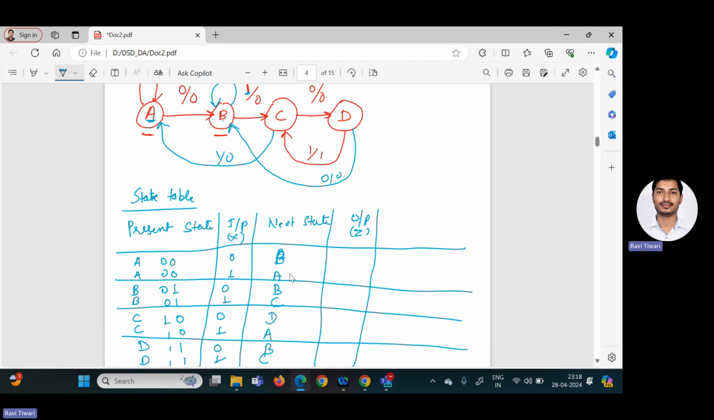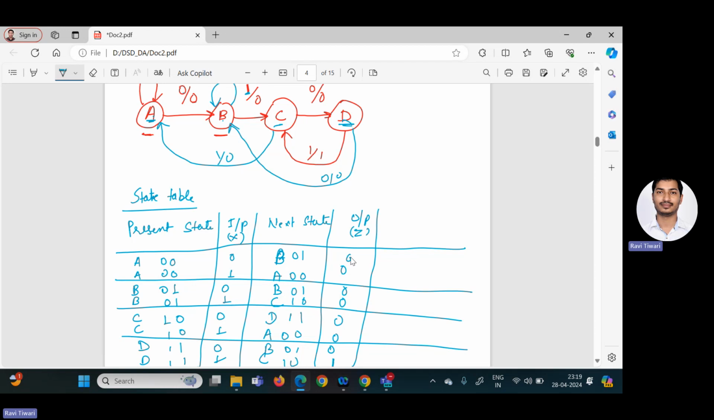As I am representing A as 0, 0, right? So 0, 0. B is represented by 0, 1. This is 0, 1. This is also 0, 1. C is represented by 1, 0. This is 1, 0, and this is 1, 0. D is represented by 1, 1. So this is the next state, and output is 1 only when you are moving from D to C. So D to C, we have the output 1. For all other conditions, it is 0 only. So I will write down zeros. So this is the state table. After that, we have to decide which flip-flop we are going to use.